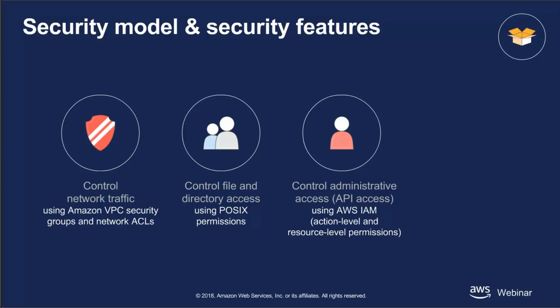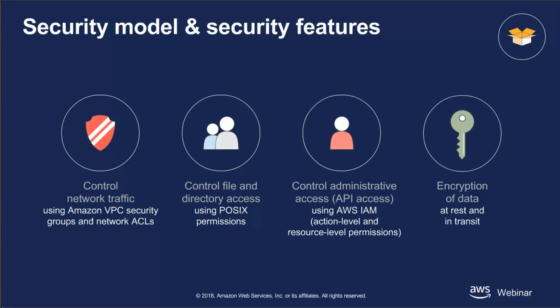Third, you can control administrative access using IAM action level and resource level policies. And finally, you can create a file system that you can enable encryption of data at rest as well as encryption of data in transit. We just announced that recently in April, so that the data in your file system can be completely secure as it goes across the wire and then, of course, when it lands on disk.